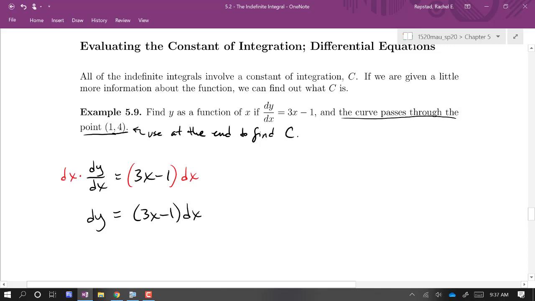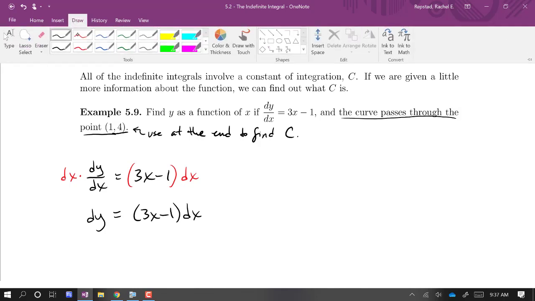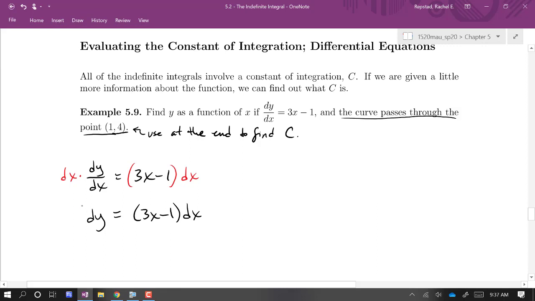Now when we're working with an equation, we're very well aware of the fact that we can do the same thing to both sides of an equation. We can multiply both sides by 2. We can multiply both sides by dx. We can differentiate both sides. We can also integrate both sides. So we're going to integrate both sides.